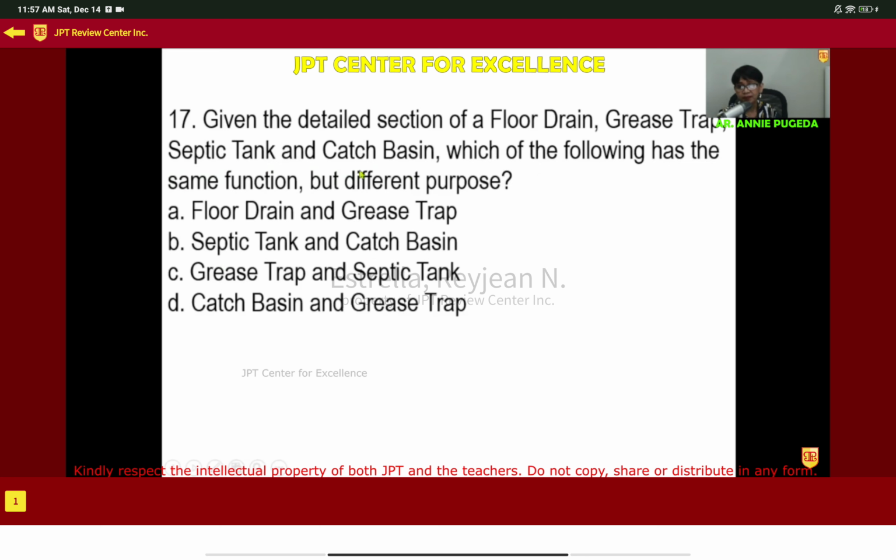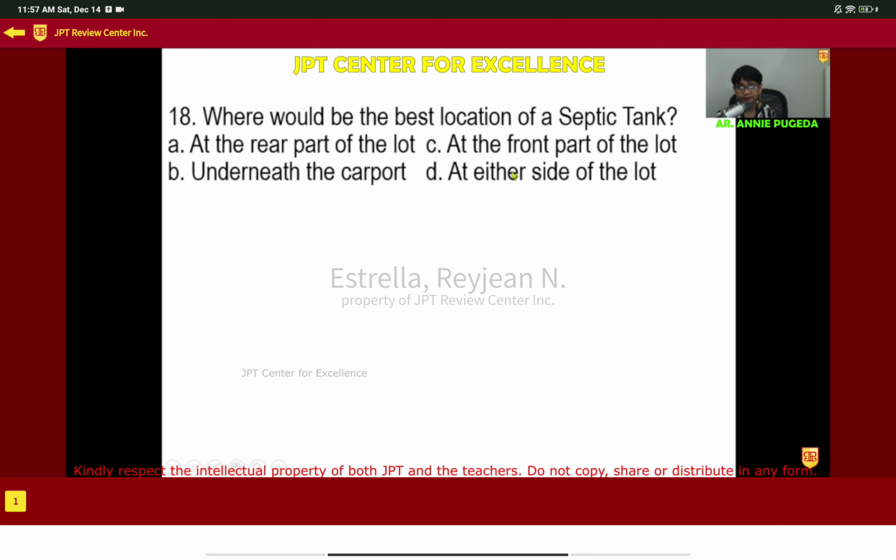Privado. Okay, given the detailed sections of floor drain, grease trap, septic tank, and catch basin, which have the same function but different purposes? It means they filter. That is their function, but their purposes differ. These two have chambers. They have the same functioning, with filtration and chambers. A grease trap has a chamber and a septic tank also has a chamber, so they're the same. Next. Where would be the best location of a septic tank?